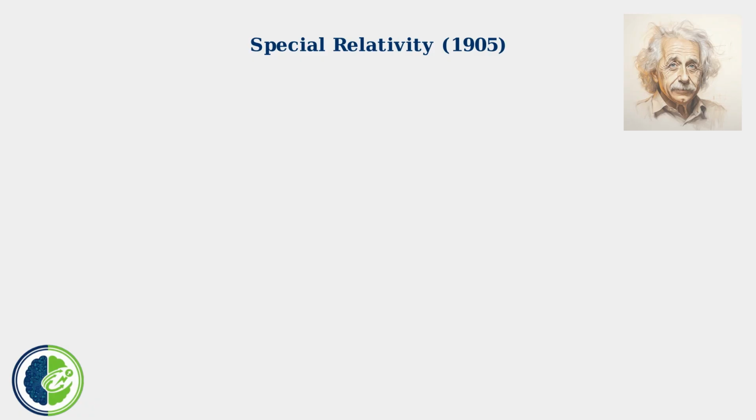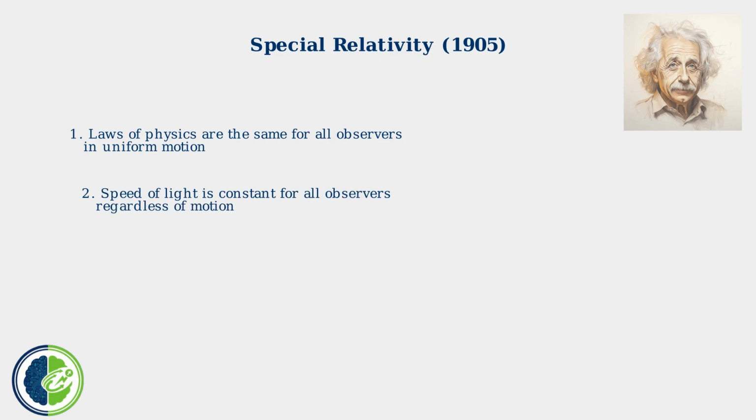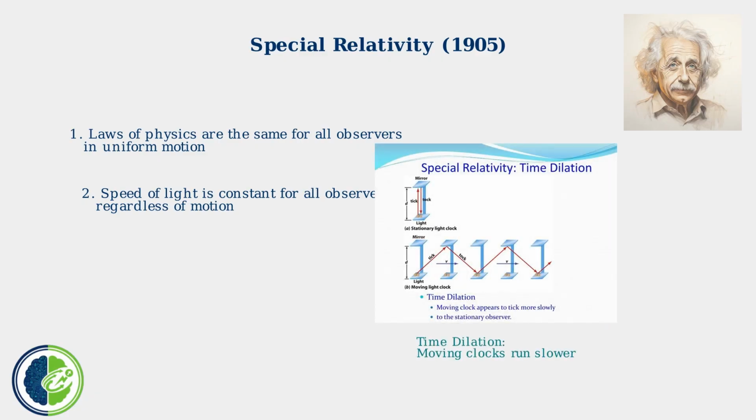It deals with objects moving at constant speeds in straight lines and introduced two fundamental postulates that challenged our everyday understanding of reality. The first postulate states that the laws of physics are identical for all observers moving at constant velocity. The second postulate is even more remarkable. The speed of light in a vacuum is the same for all observers, regardless of their motion or the motion of the light source. These postulates lead to extraordinary consequences.